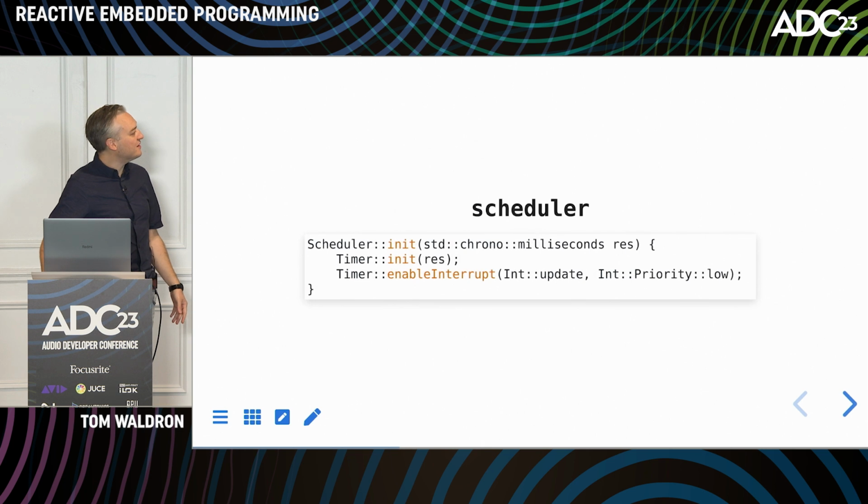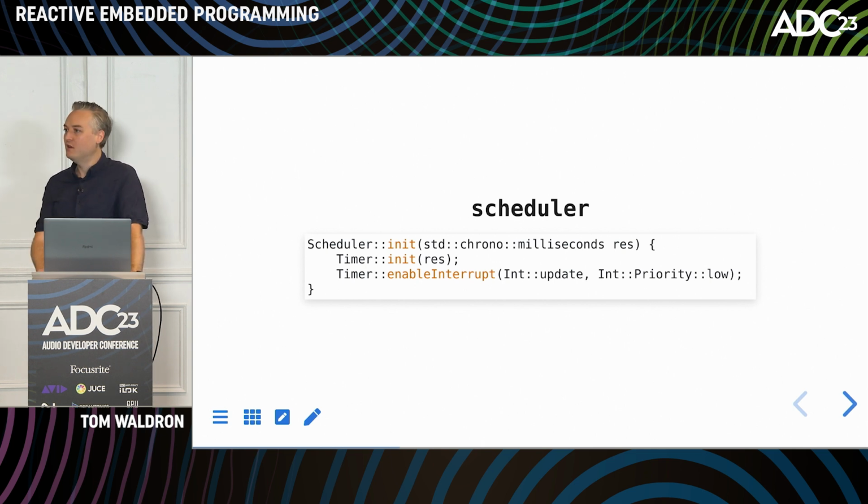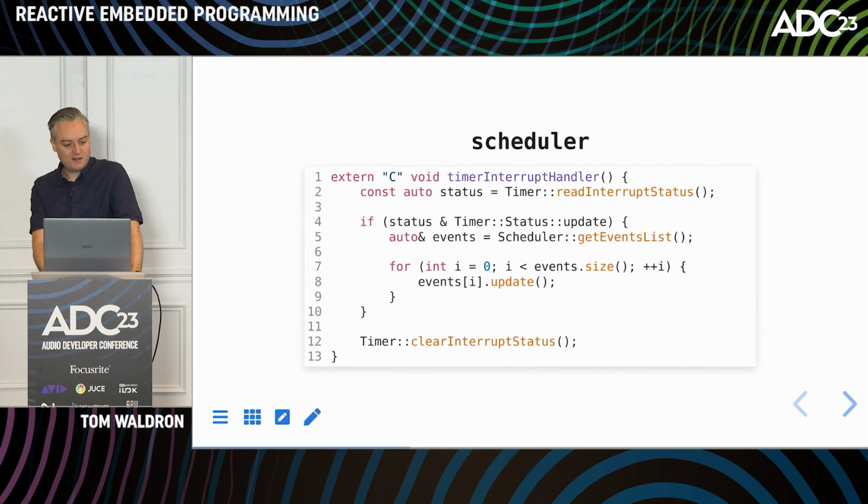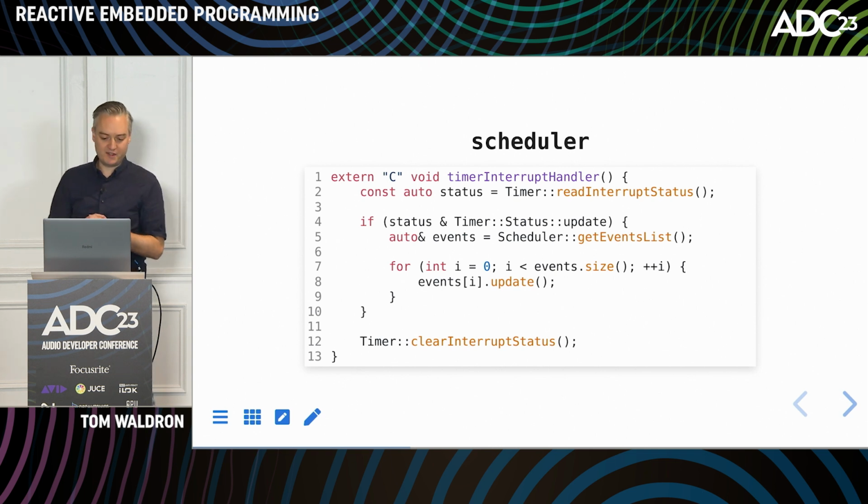In our scheduler initialization, we're going to grab a timer, initialize it to whatever our time base is going to be, and tell it to interrupt whenever this timer event occurs. Our add function is going to be something like, we pass in our time and our function pointer, and we just add that to a list of events that are going to run. And our timer interrupt is where most of the important part is.